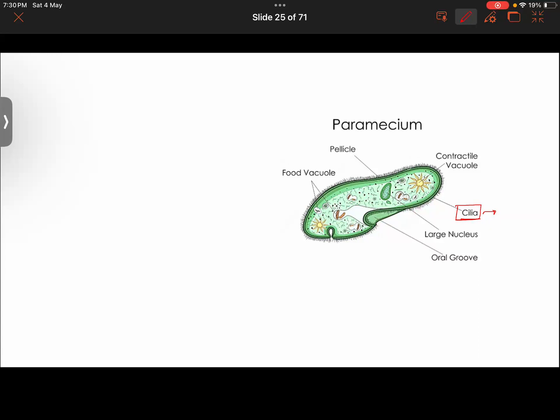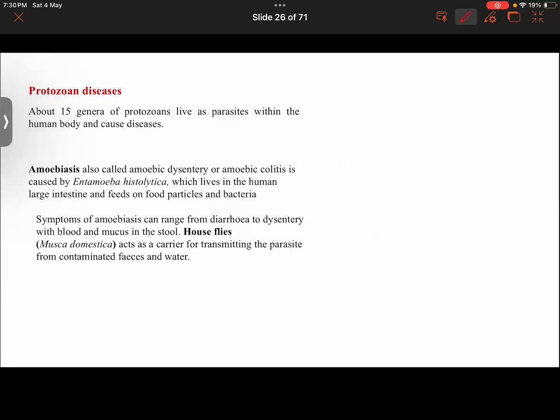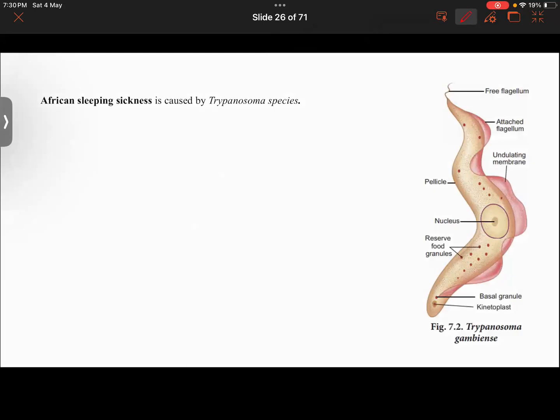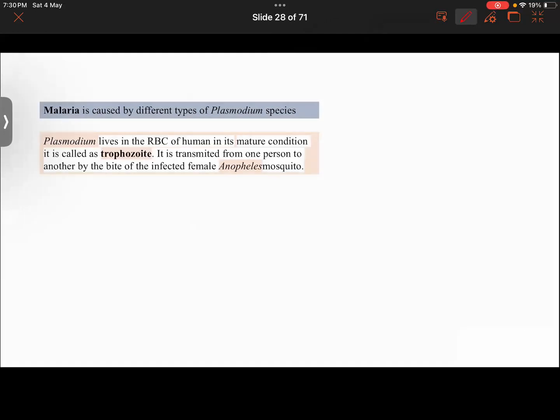Later on, when we continue this chapter, we will study the diseases that are spread by the different kinds of protozoa. Like malaria is caused by protozoa, dysentery is caused by protozoa. So that is left to be discussed: what are the different types of diseases spread by protozoa? We will cover that in the next class, in which we'll be studying malaria and African sleeping sickness.